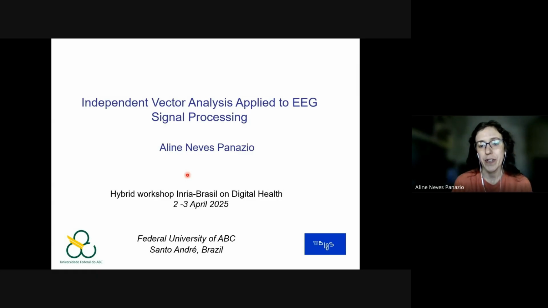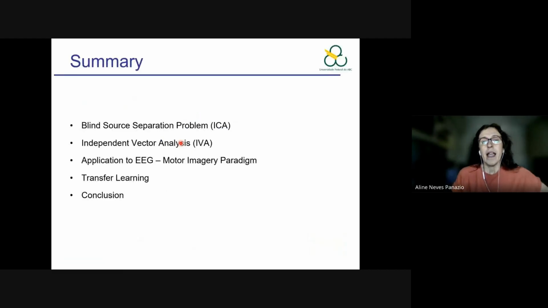I'm from the Federal University of ABC, and I will talk a little about independent vector analysis applied to EEG signal processing. I will start reviewing the problem of blind source separation and independent component analysis and how it can be extended to independent vector analysis. Then I will show how it can be applied to EEG signal processing, especially considering motor imagery paradigm. I will show some initial results that we had applying IVA to transfer learning and conclude this presentation.